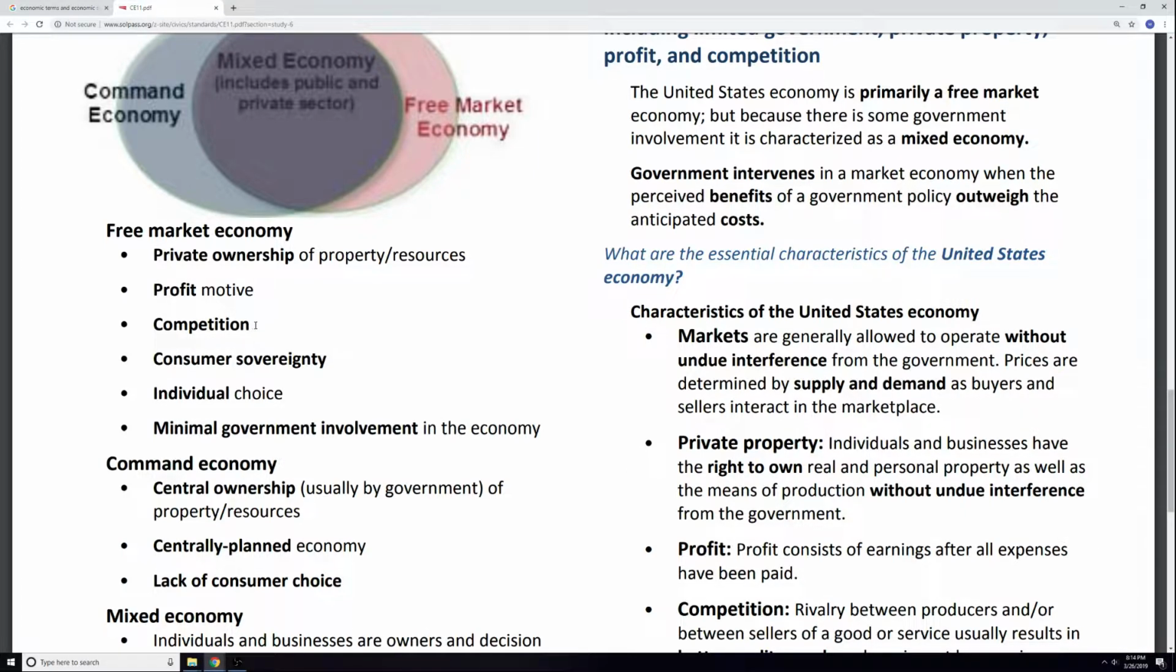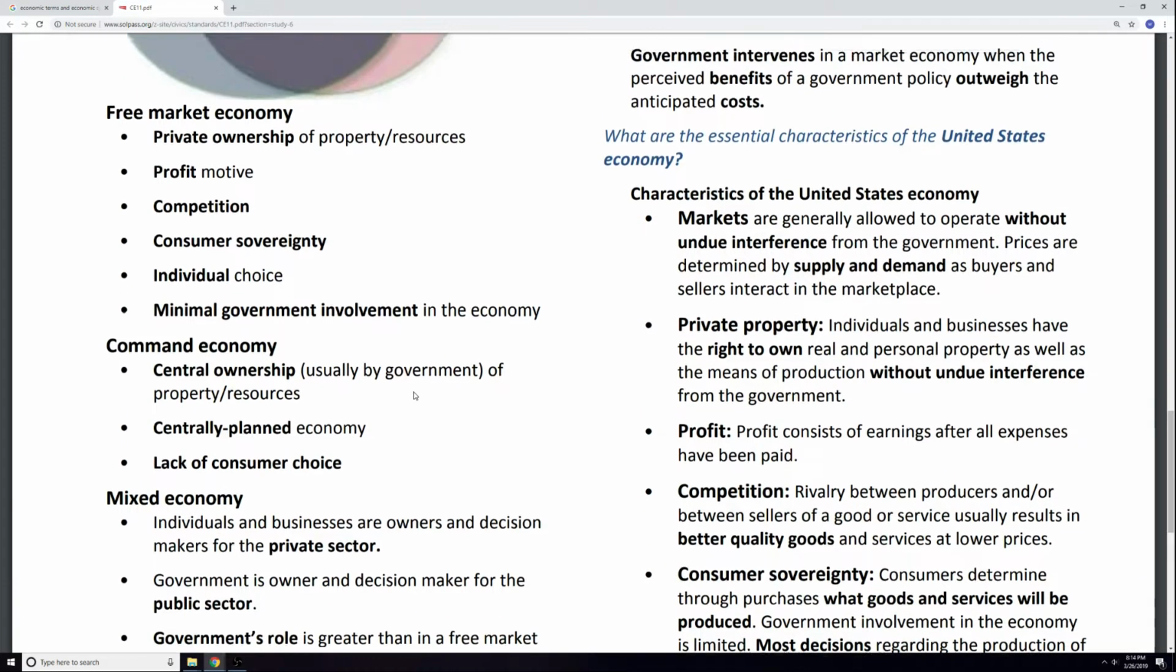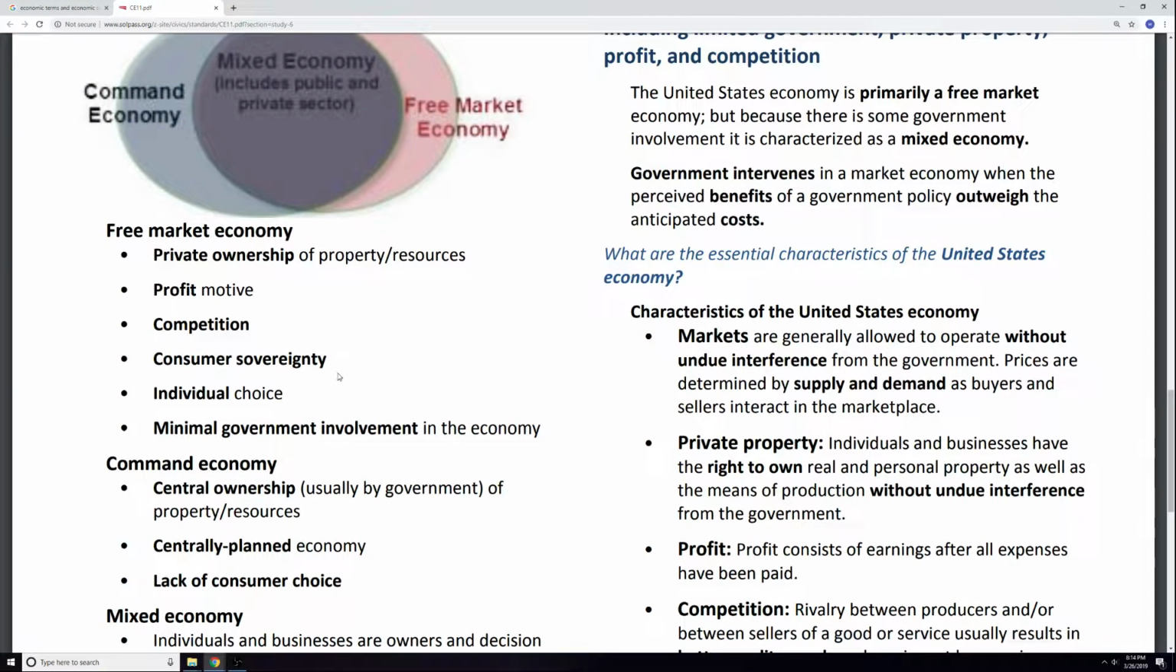One thing I haven't hit on a ton, because we're going to get to it next, is that competition usually results in two things: lower prices because they're competing, and usually a better quality good. If somebody is competing against them, you're usually going to get a better item eventually because they're trying to outdo each other.